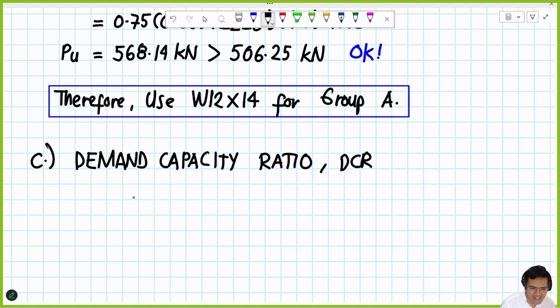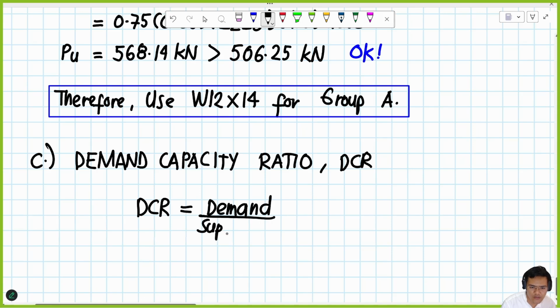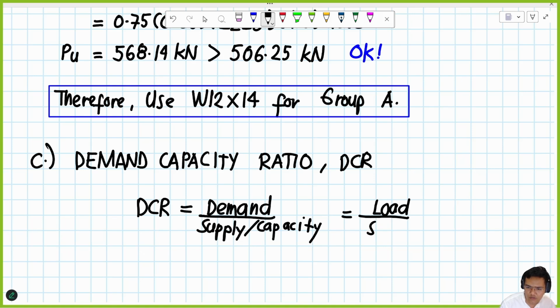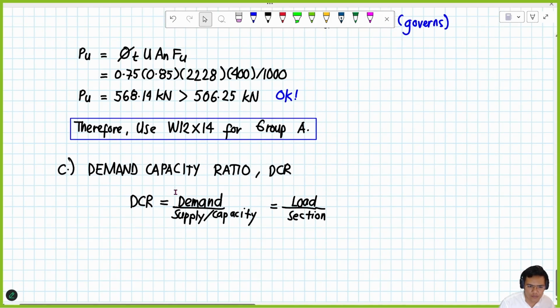So yung DCR, from the term itself, it's a ratio. This is simply equal to the demand over supply, or yung capacity. Sabihin na lang natin, supply ito, or yung capacity, or yung strength na din, based dun sa given section. So yung demand mo, obviously, ito yung due to load. Para mas nagkakaintindihan tayo, ito yung due to load. Tapos ito naman yung sa supply, ito yung given section. Yung strength based sa given section. And ang pinapahanap is yung sa rupture, against rupture.